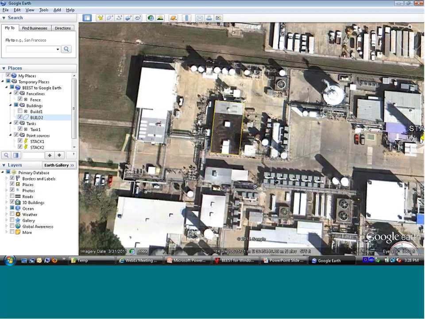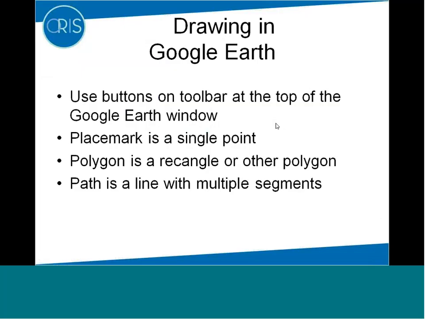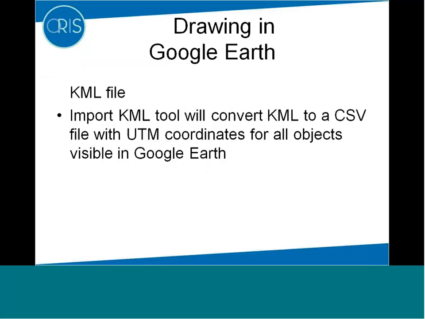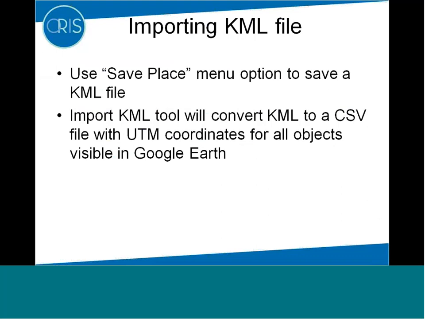Now that we have drawn our objects, the next step is to save them to a file and bring them into BEEST. And that is done through that Places sidebar on the left side of the screen. There's an option there called Save Place that will save it to a file. And then we have created a new tool called Import KML that will convert that file to a spreadsheet with all the coordinates in UTM values.